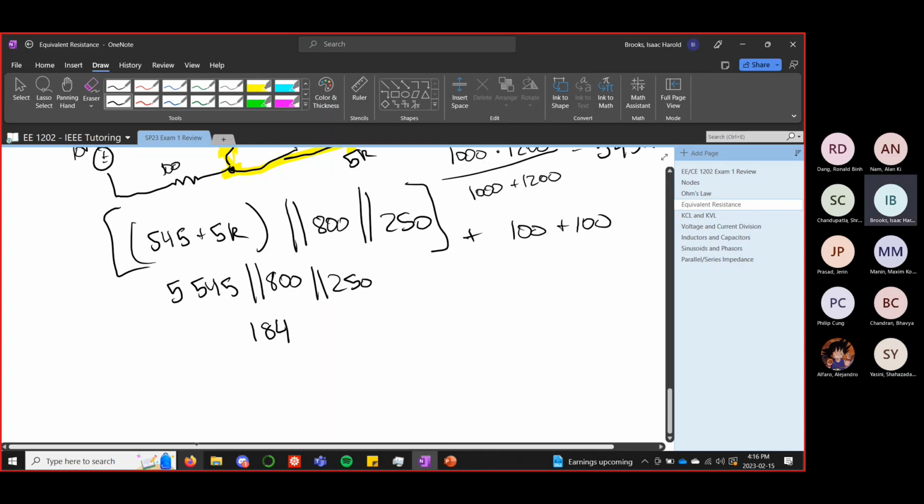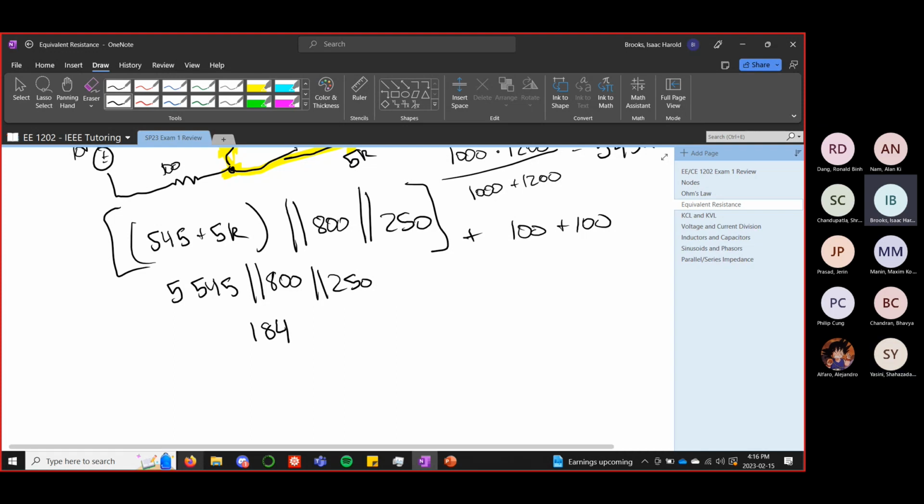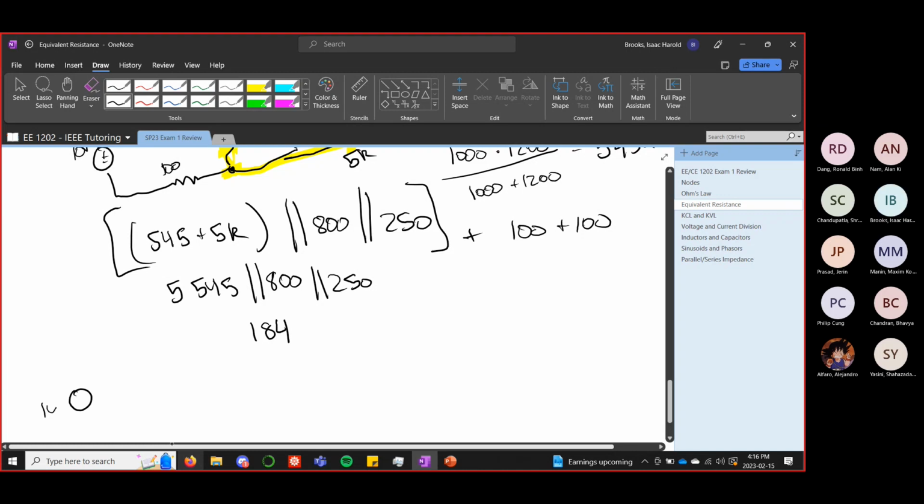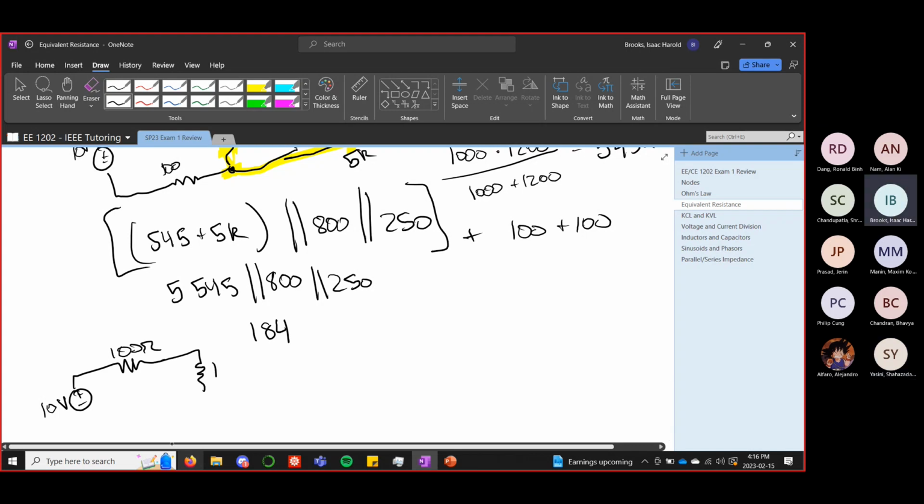184. Okay. We'll just drop off decimal points, but everyone agrees with this? Okay. And then we can redraw our network now. It's 10 volts plus minus, we have a 100 ohm resistor, what amounts to a 184 ohm resistor, and a 100 ohm resistor, right?